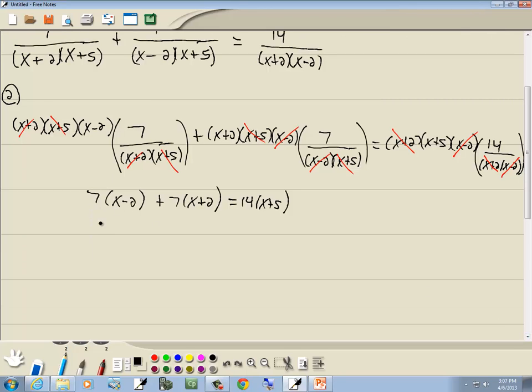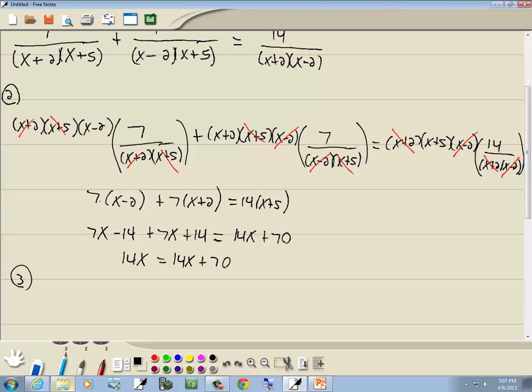Well, 7 times x is 7x. 7 times negative 2 is negative 14. 7 times x is 7x. And 7 times positive 2 is positive 14. 14 times x is 14x. 14 times 5 gives us 70. Well, combine like terms at any step. 7x plus 7x is 14x. Negative 14 plus 14 cancels. Then the right side remains as is.